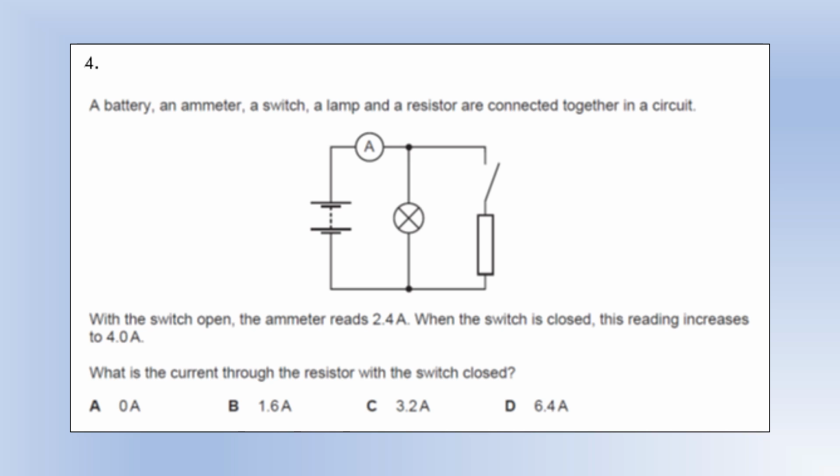Okay, so the thing to realize here is the resistor and the lamp are in parallel. So adding components in parallel has no effect on the other components. So the current going through the lamp is still going to be 2.4. So we're going to do 4 minus 2.4 gives us 1.6.